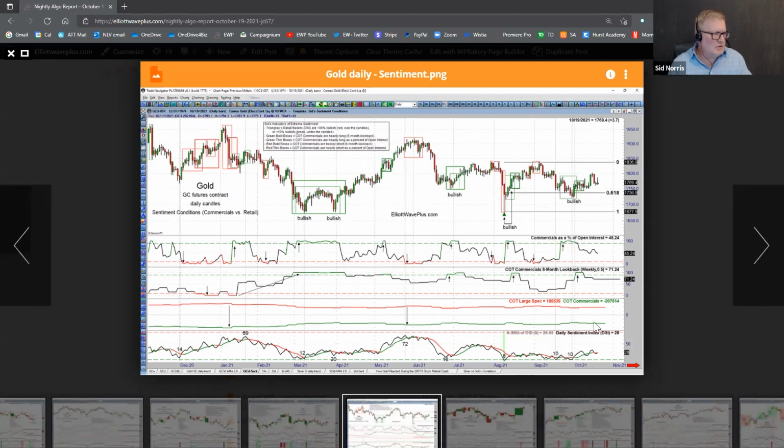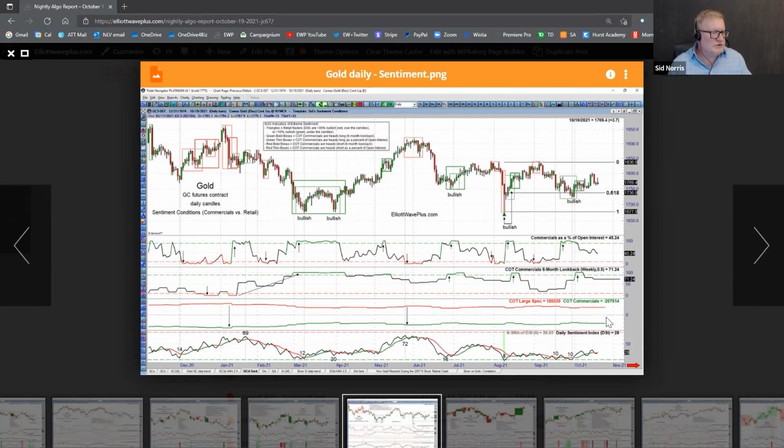And the green line down here is the commercials. That's the producers. And you can see the zero line. So the commercials are almost always below the zero line. They're selling all the time. That's part of their business model. When the commercials get up toward that zero line, that's bullish.